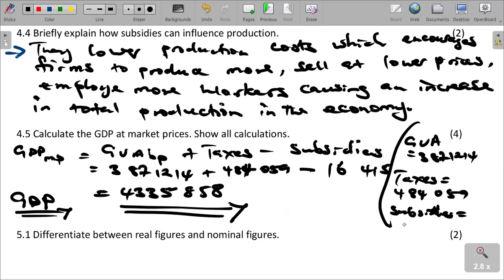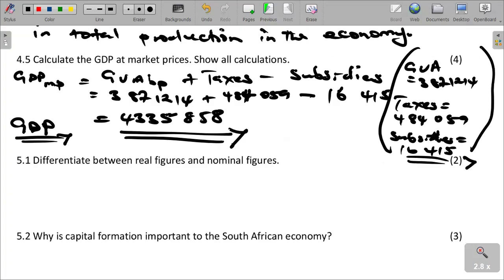Subsidies is equal to 16,415. When you state these figures, you are able to work with them by substituting them in your formula, as I've shown you here. You can put them in your formula and work them out equally well.